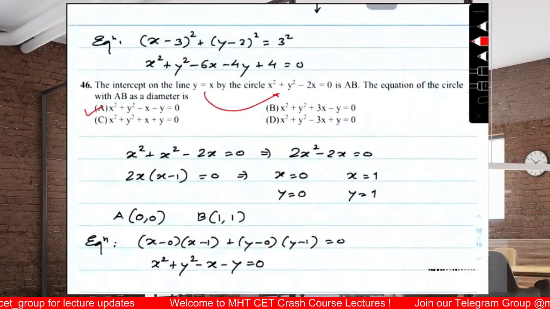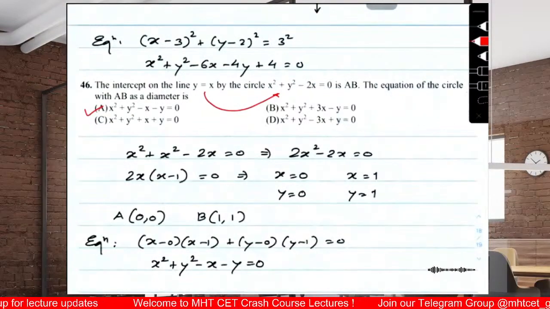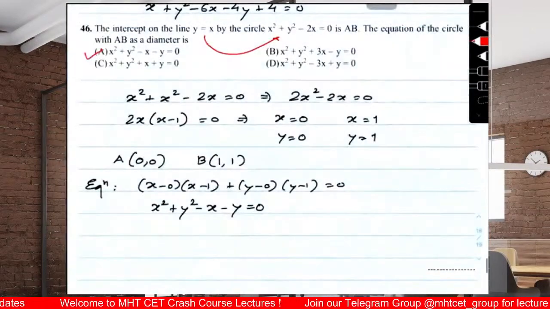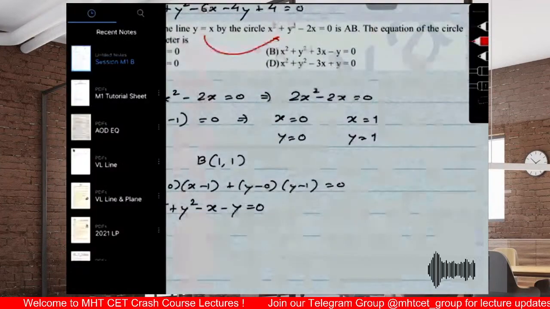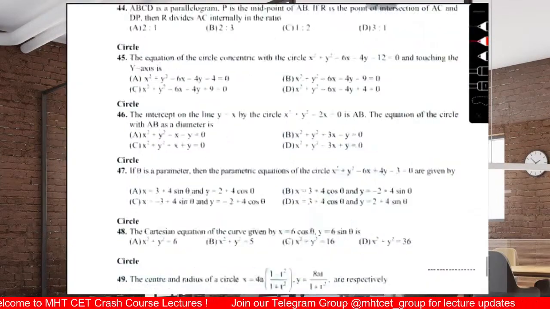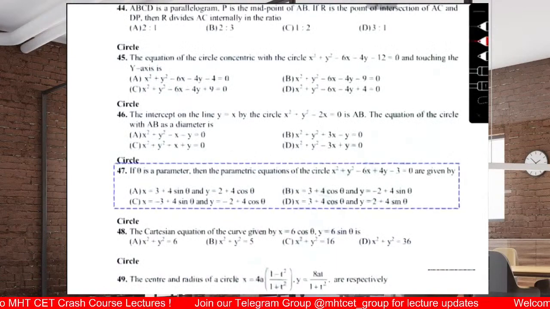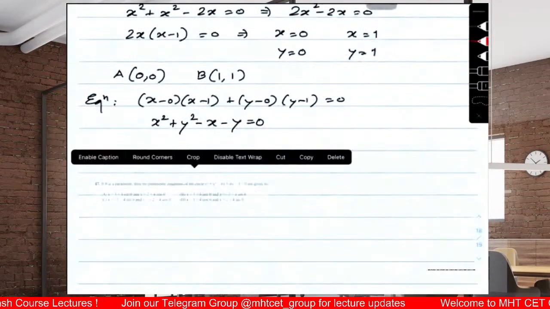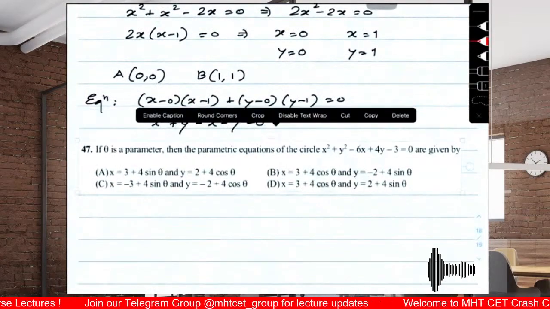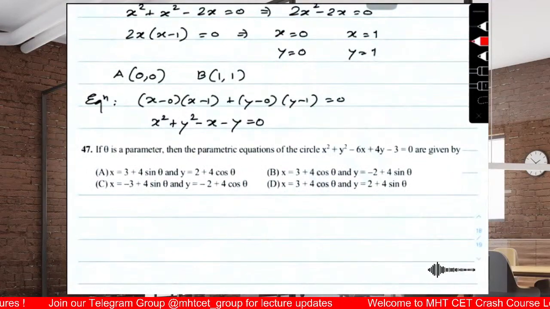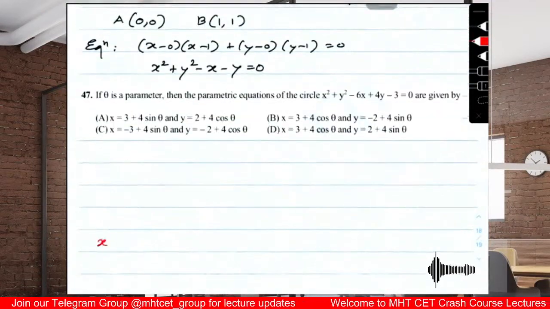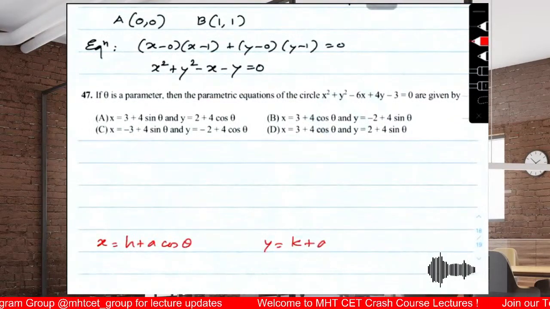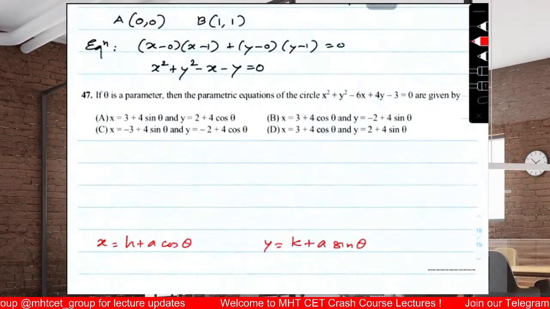हाँ, diameter form है. X minus x1, x minus x2 plus y minus y1, y minus y2 is equal to 0. Next is 47. में क्या चाहिए उनको? parametric equations. Parametric equations of circle are x is equal to h plus a cos theta and y equal to k plus a sin theta.